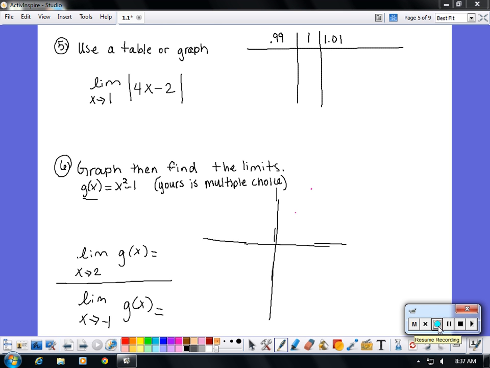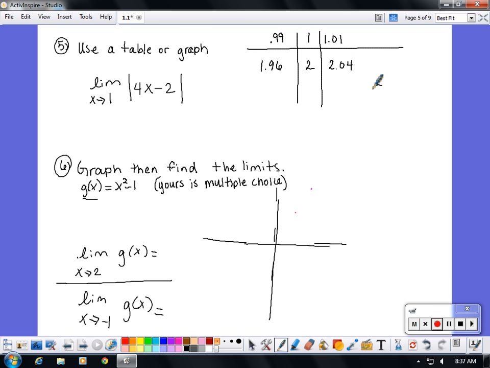So let's plug in 0.99. 4 times 0.99 is 3.96 minus 2 is 1.96, absolute value 1.96. Plug in 1. 4 times 1 is 4, minus 2 is 2. And then plug in 1.01. 4 times 1.01 is 4.04. Subtract 2 from that, you get 2.04.